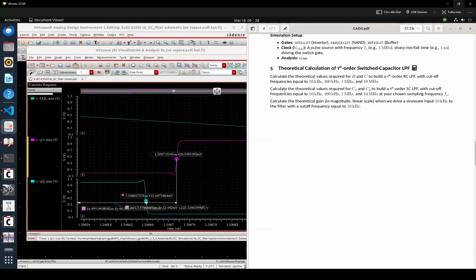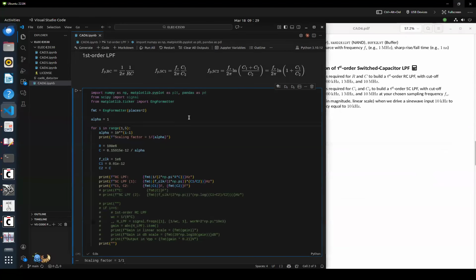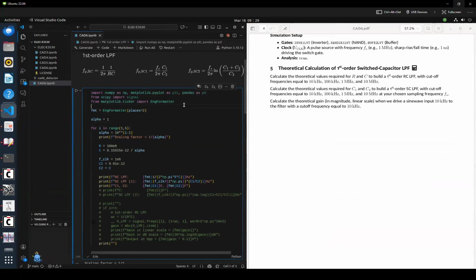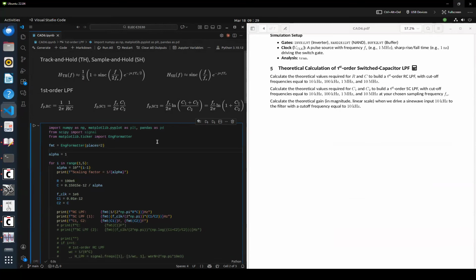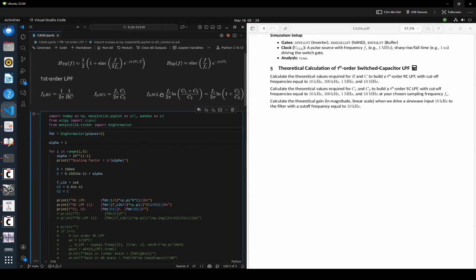I also prepared a theoretical calculation of a first order switched capacitor low pass filter in Python here. This is more or less a simple copy and paste from our course GitHub for the Python. You can copy and paste, or you can do a git clone. Anyway, this is the track and hold transfer function and the sample and hold transfer function. The equations are there, and I also prepared a more accurate equation for switched capacitor 2, switched capacitor 1 is there, and the RC low pass filter is there.